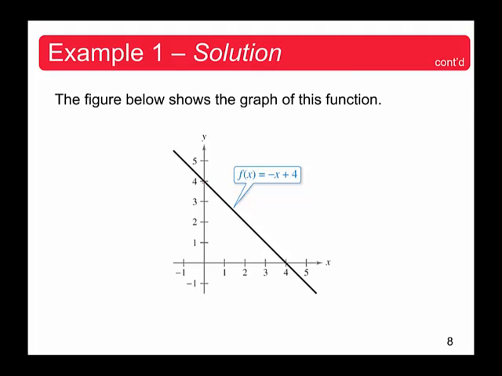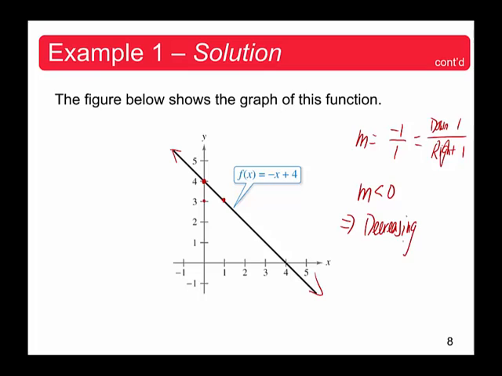So we start with the y-intercept 4 here, and the slope equals negative 1, meaning down 1 unit and go to the right 1 unit. Go down 1 unit, go to the right 1 unit. You get a second ordered pair, connected, extended. We get this line. And since the slope is negative, less than 0, we know that this is a decreasing line. It's going downward from left to right.